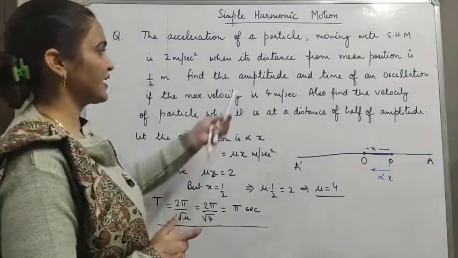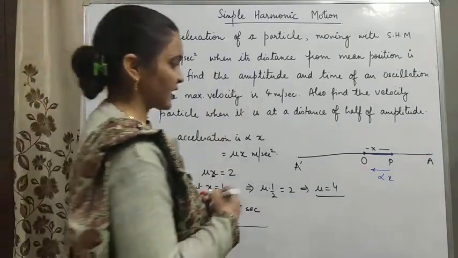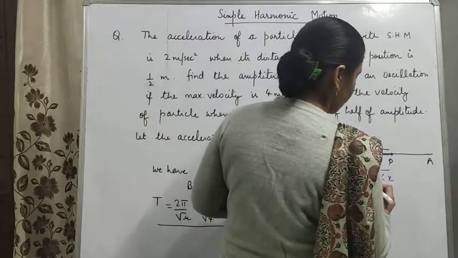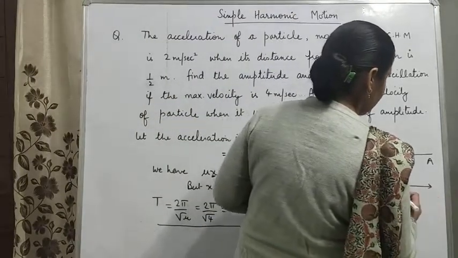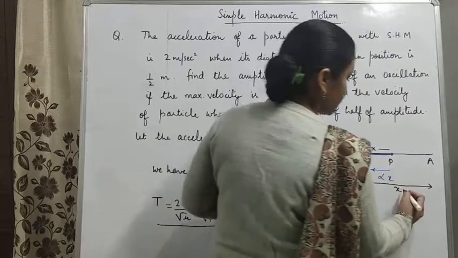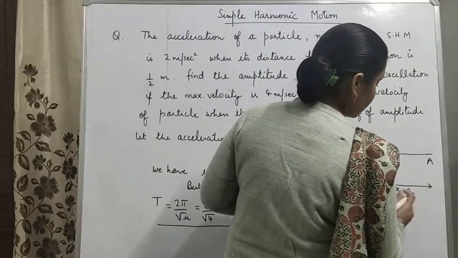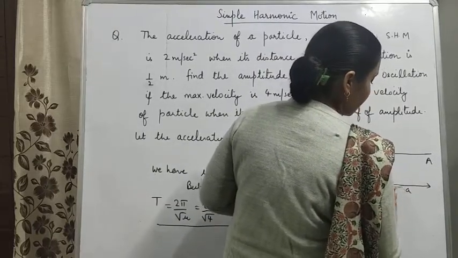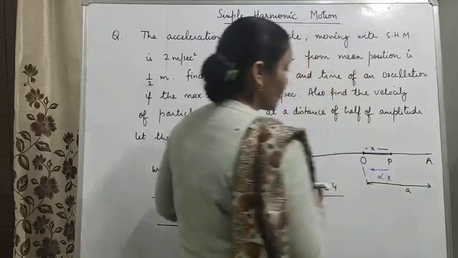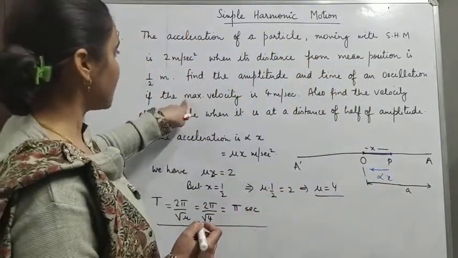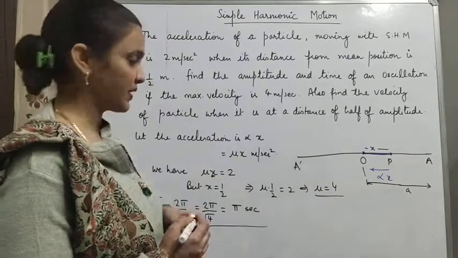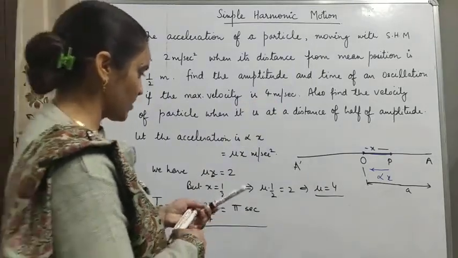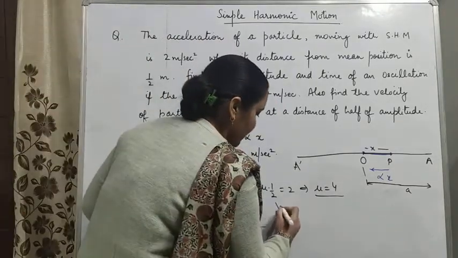Next we have to find the amplitude. Amplitude is the complete distance from the mean position to the extreme position. This OA, this is x. We have to find this x as a, what we take as the amplitude, A. So we have to find this A when the maximum velocity is 4 meters per second. So what is the maximum velocity? What is the expression for V maximum?